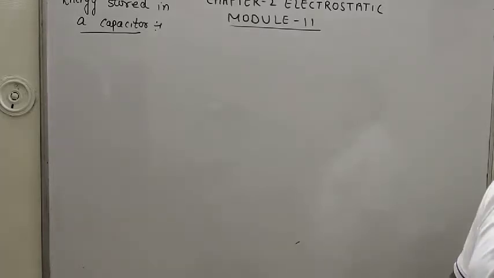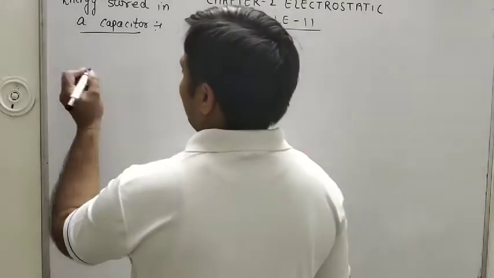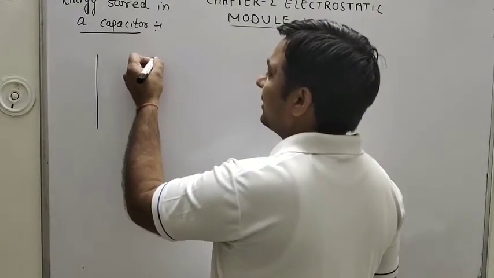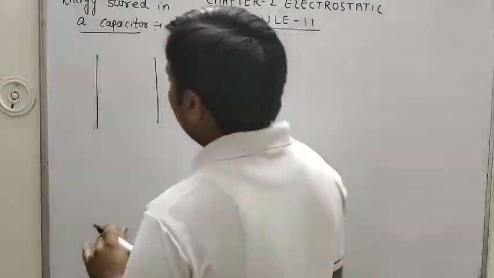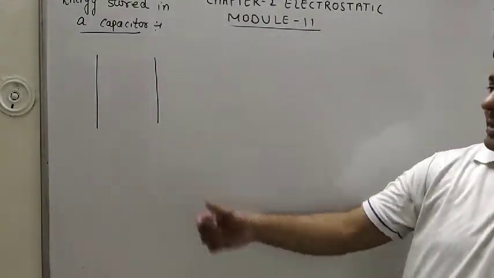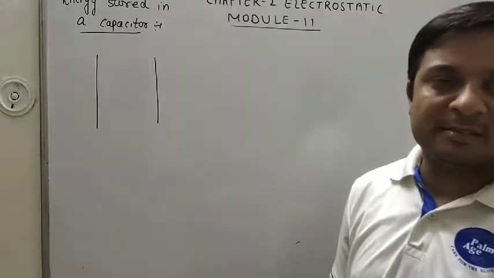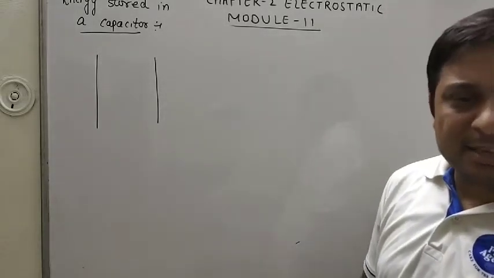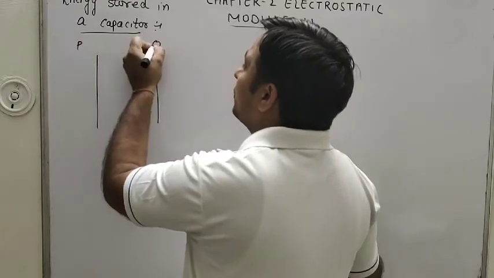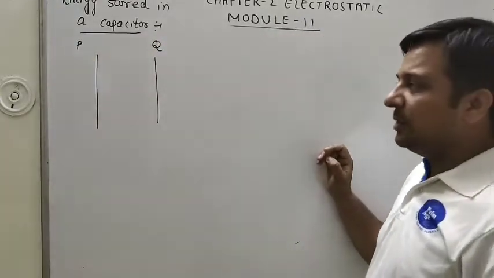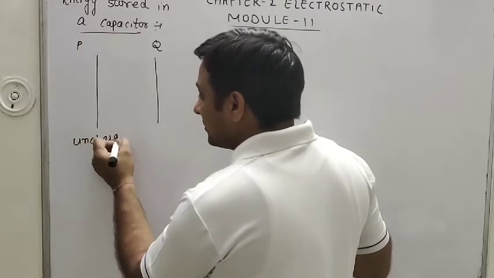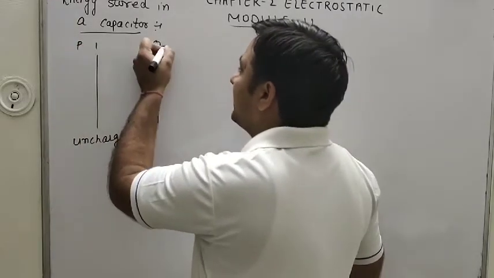Dear student, let us consider the first proof. These are the two plates in a parallel plate capacitor. Very simple. Firstly, this is uncharged. These are the two plates P and Q. This means this is the uncharged plate first, plate second.